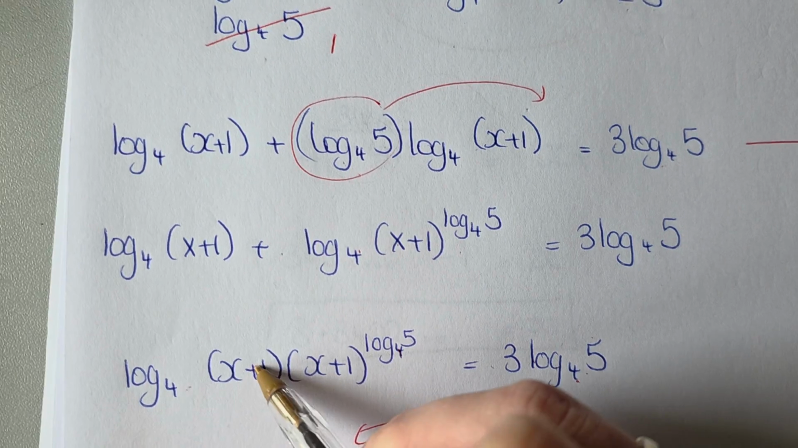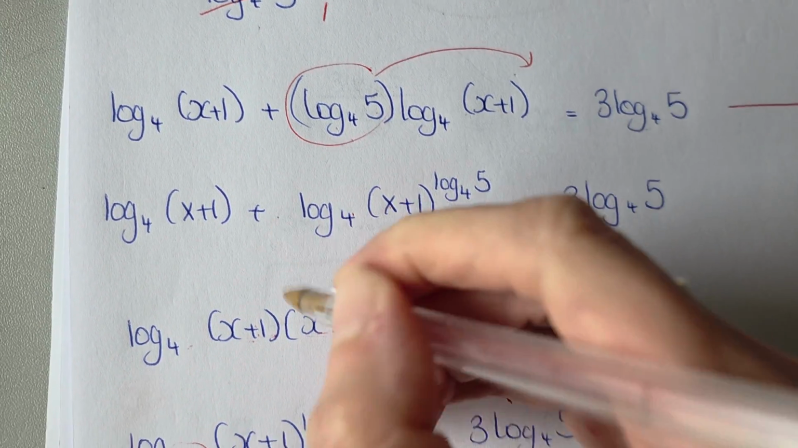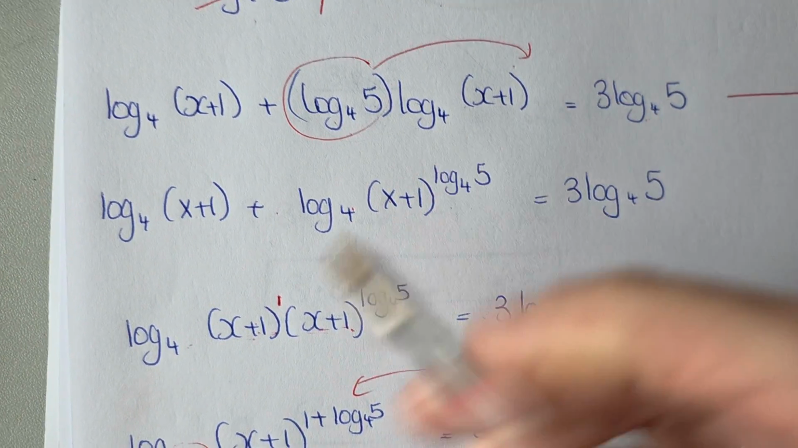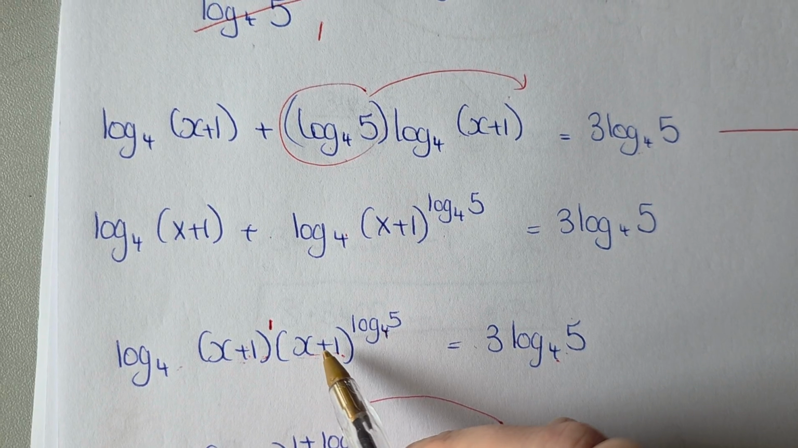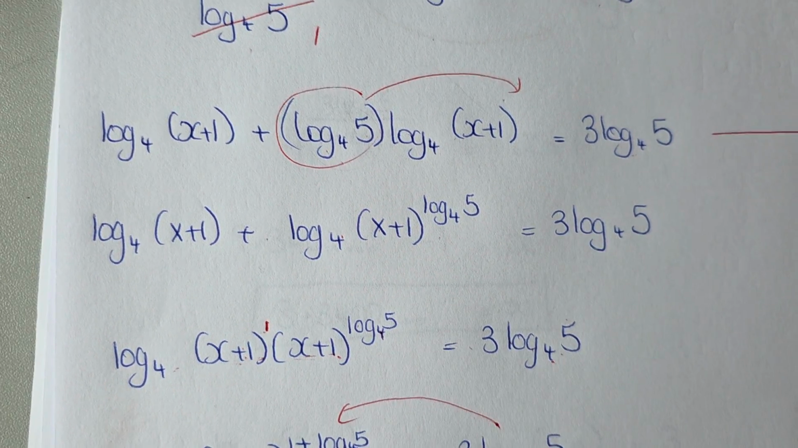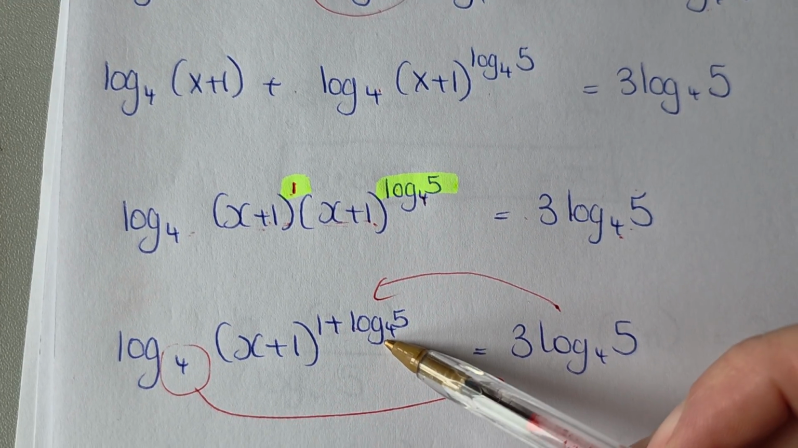Okay, now if you notice, the two brackets are the same. They have the same variables inside them, x plus 1. That bracket is to the power of 1. So given that this base number is the same as this base number and they're being multiplied, you can apply rules of indices and add the two powers. Okay, and then you'll get a power of 1 plus log 5 base 4.